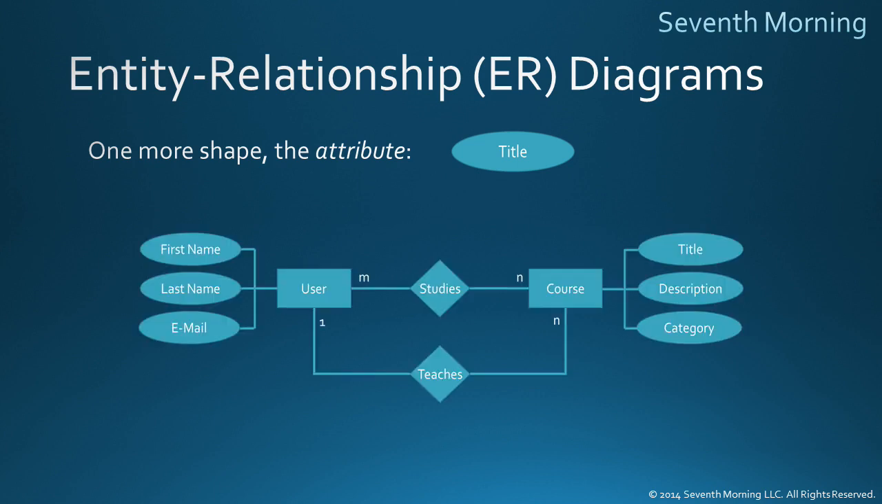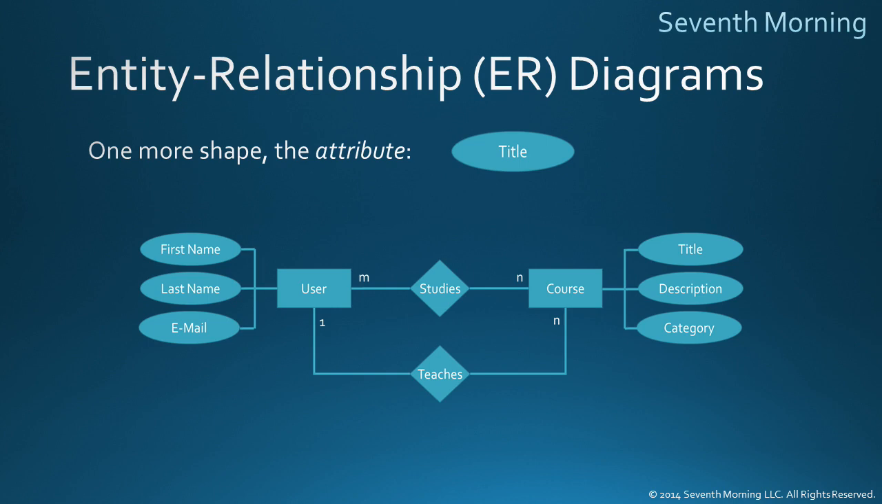Okay, great. So in this diagram, we have the user entity on the left, having the attributes of first name, last name, and email. And we have the course entity on the right, having the attributes of title, description, and category. And then the rest of that diagram we already covered.